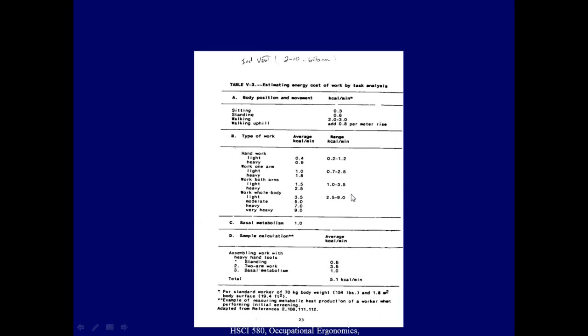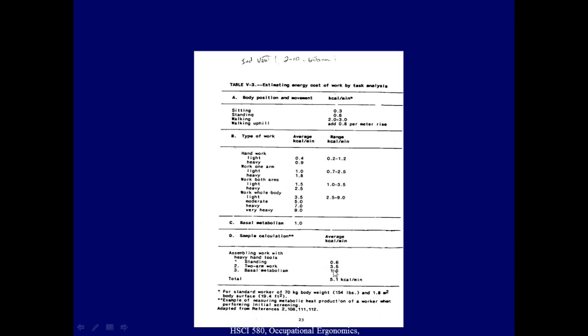So if we were to give you a table as an example of energy cost and task analysis, this shows you what kilocalories are per minute, sitting, standing, walking, and so on. And here's your ranges from hand work all the way up to whole body work. And notice your basal metabolism is always going to be included in here, and in this case for a standard individual it's 1 kilocalorie per minute. And so if I would give you an example problem down here saying that, okay, we're doing work with heavy tools, so we're standing at 0.6 kilocalories per minute. That's where this came from right here.